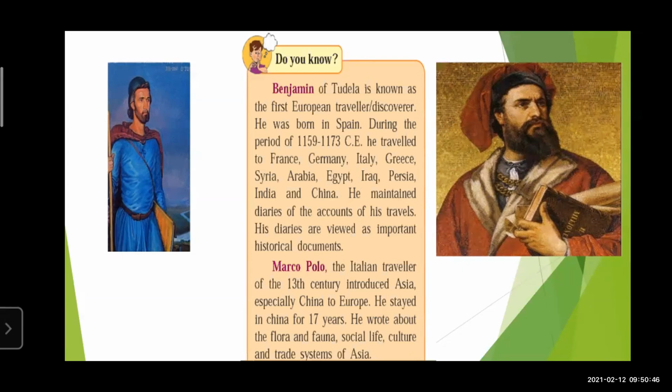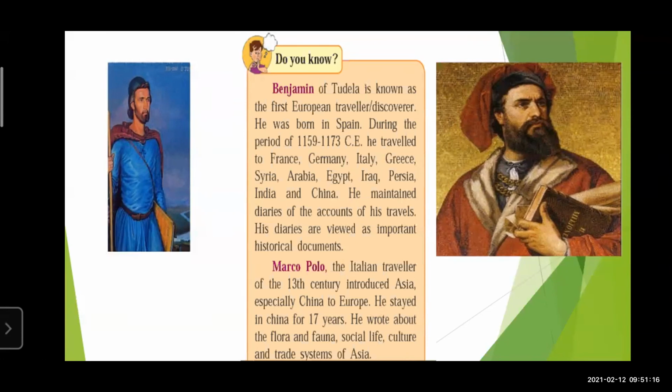During the period of 1159 to 1173 CE, he traveled to France, Germany, Italy, Greece, Syria, Arabia, Egypt, Iraq, Persia, India, and China. So he was also a traveler. Okay, and he's the first European traveler. So he traveled in this particular period. He traveled to these many countries.